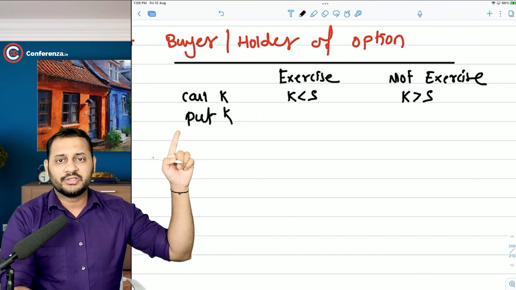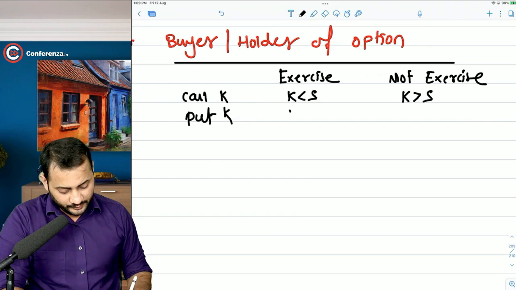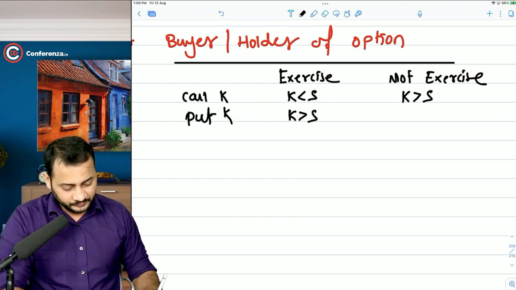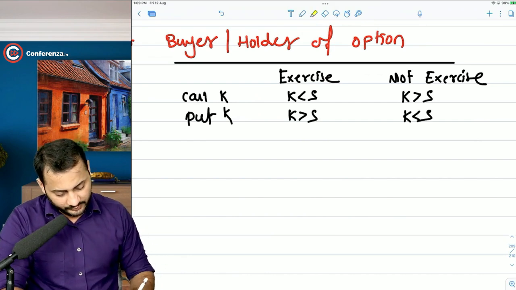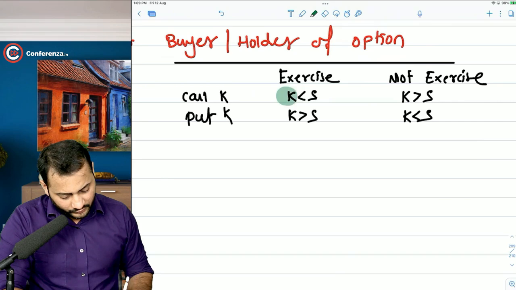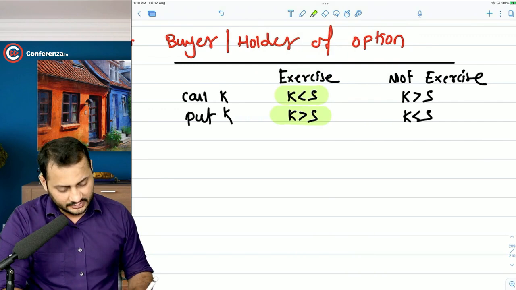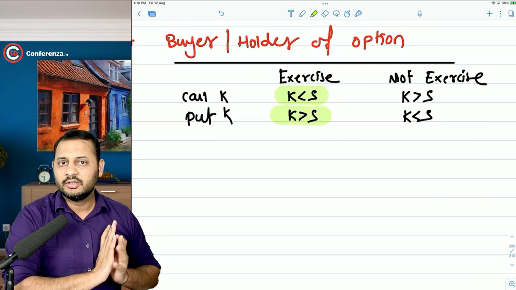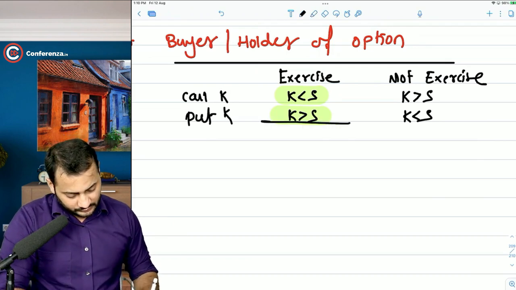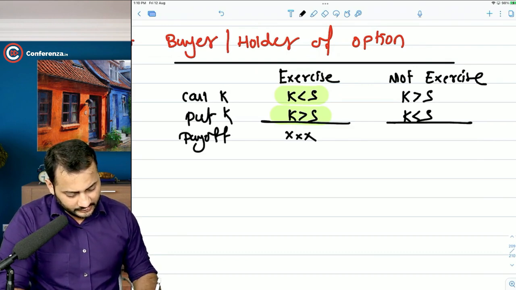And in case of put option, this is a right to sell. The selling price should be higher. So K should be higher than the spot price. And only then we will exercise, otherwise not. So you need to remember this. There will be payoff only in this case, and this case. Whenever you are going to exercise the option, you will have some payoff, otherwise zero. In this case, payoff will be there, and in this case it will be zero.